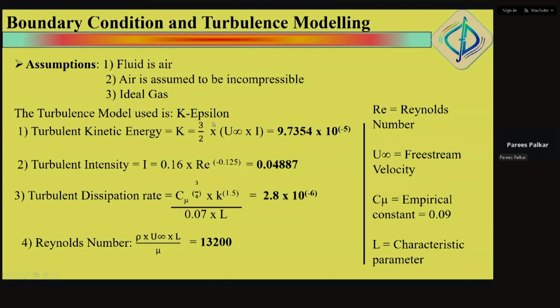And once k is done, our next step is to calculate epsilon. Epsilon is given by Cmu, also known as the empirical constant, to the power 3 by 4, into turbulent kinetic energy to the power 1.5, divided by 0.07 into the characteristic length. Here our characteristic length is horizontal, but if there is any internal flow, you can consider it as your diameter as well. The epsilon value came out to be 2.8 into 10 to the power minus 6.